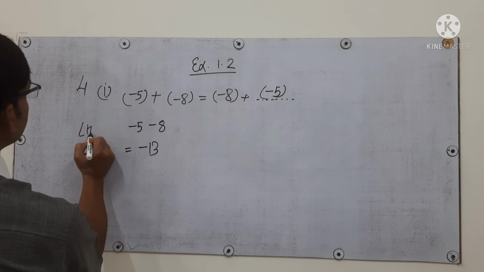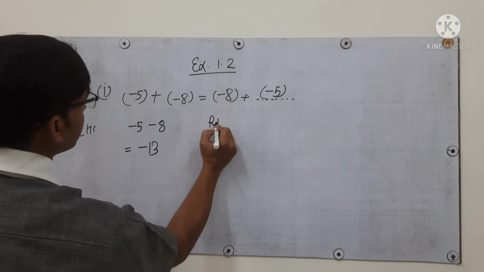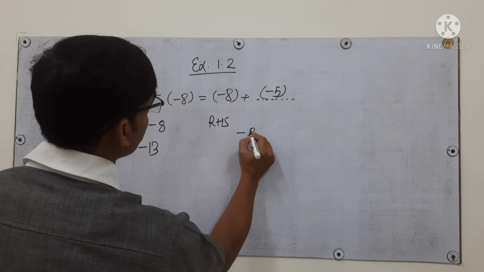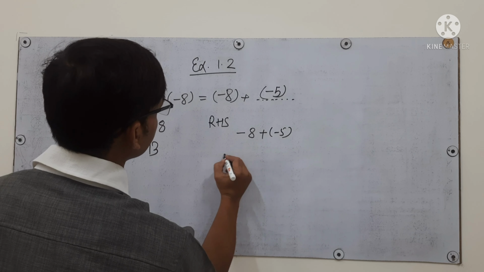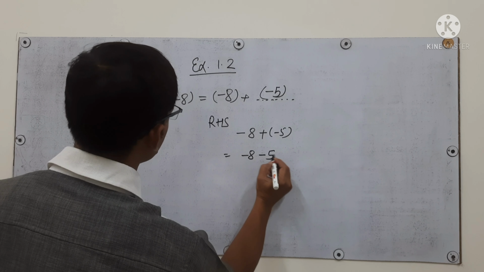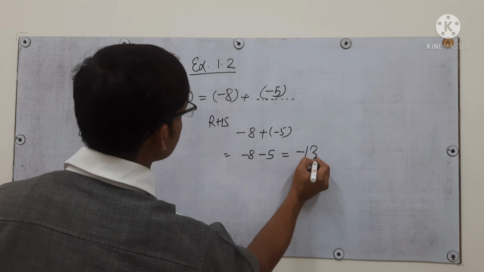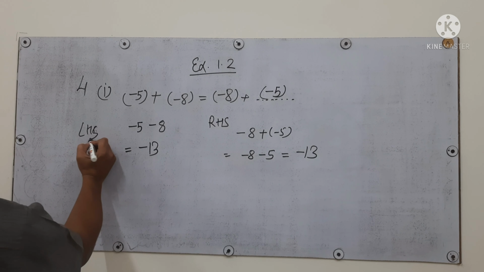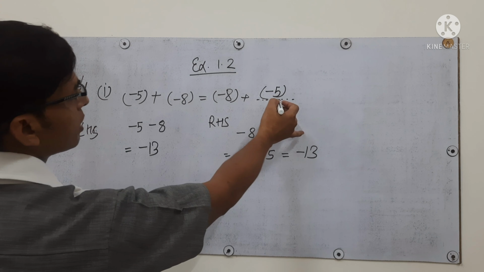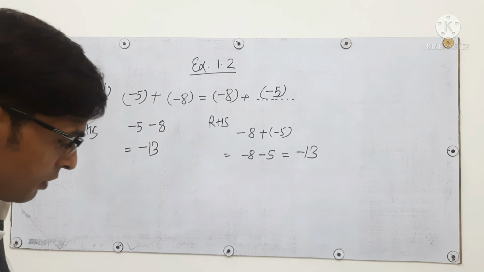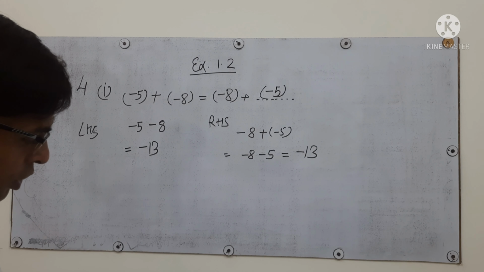That is the left hand side, and now we will do the right hand side. The right hand side will be minus 8 plus minus 5. It will be minus 8 minus 5, which means minus 13. So left hand side is equal to right hand side, that is, both sides give the answer minus 13. So what will come in this space? In this space it will be minus 5. Now we will do question number 4, second part.